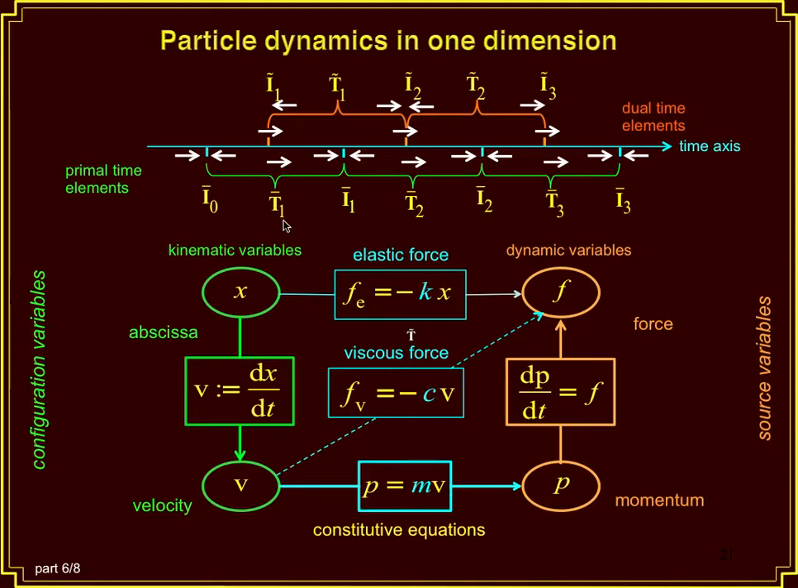As you see, we have three kinds of equation. Here we have a variable, the kinematical variable, and on the right side, the dynamic variable. In the middle, as a link between left side and right side, you have the constitutive equations. As you see here, you have the corresponding time elements.